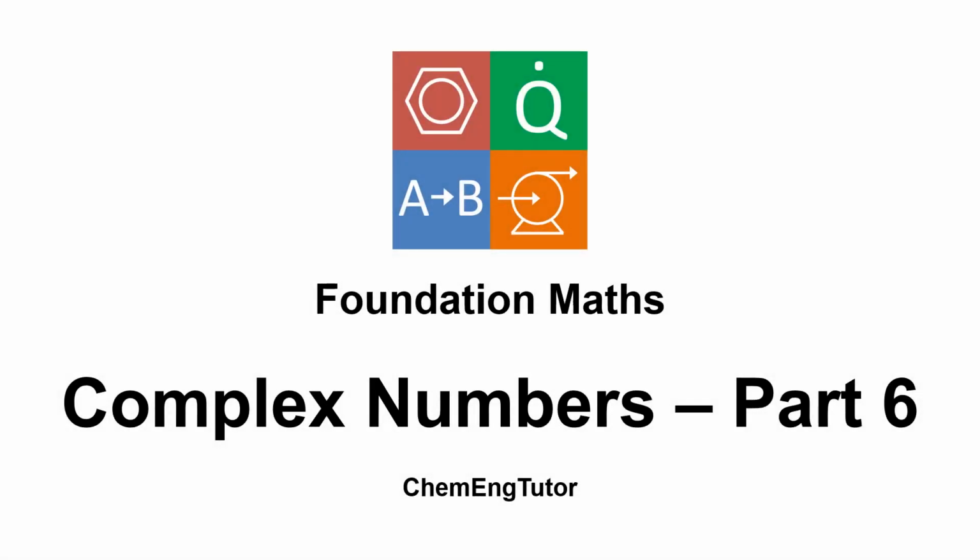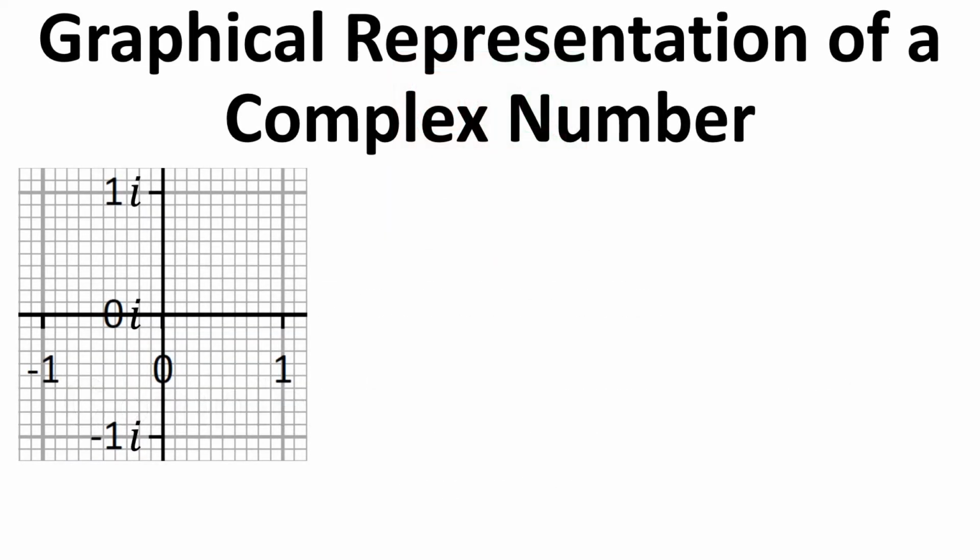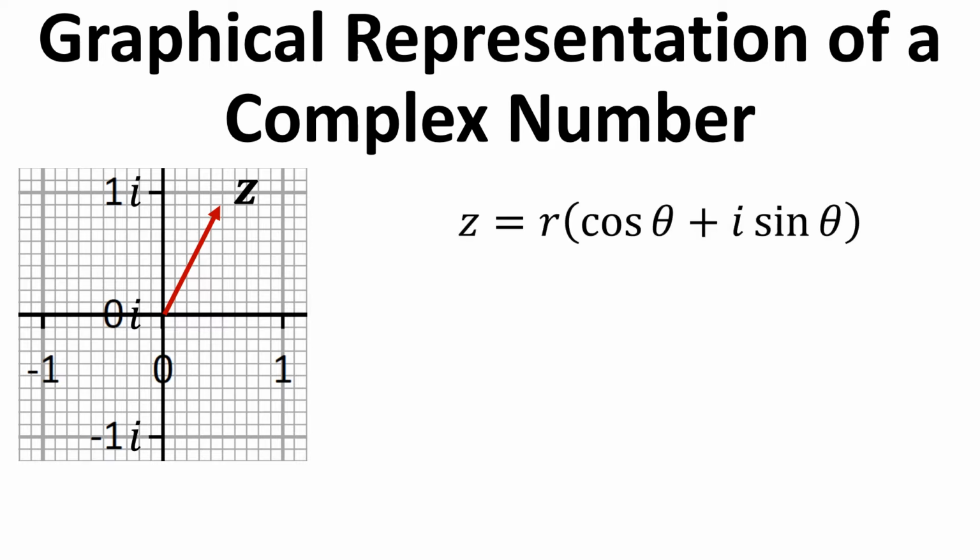In this video, we're going to see how we can work out the nth root of a complex number. Okay, so first of all, we're going to think about the graphical representation of a complex number. So here we have a red arrow that is representing the complex number z. And the formula for this is z equals r, open brackets, cos theta plus i sin theta, close brackets.